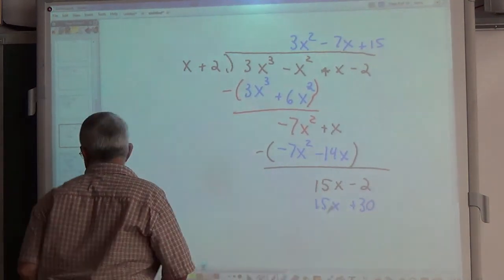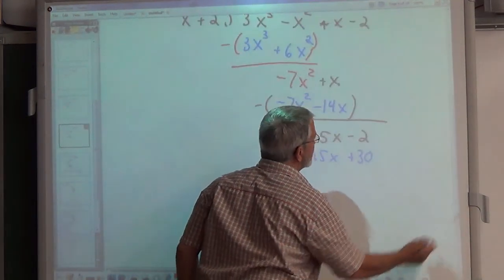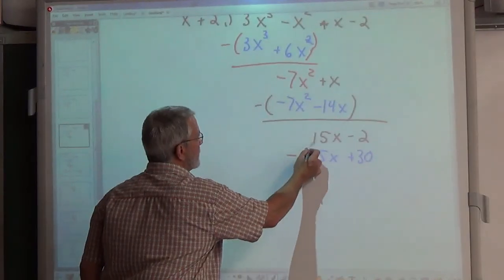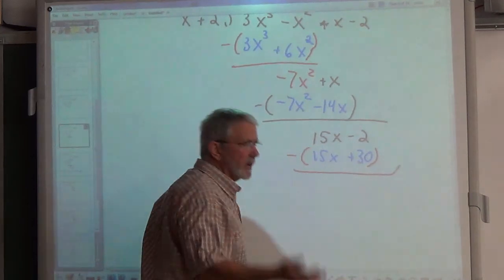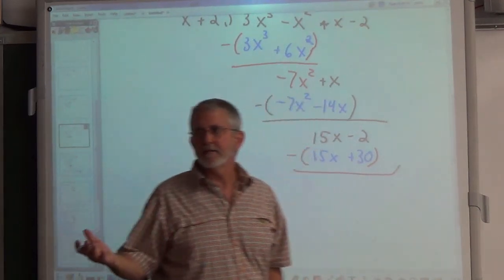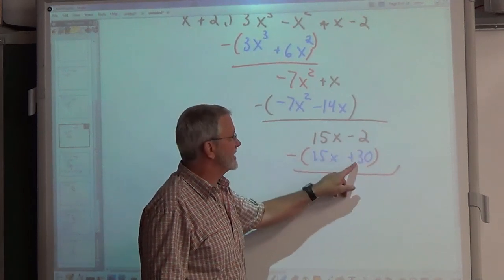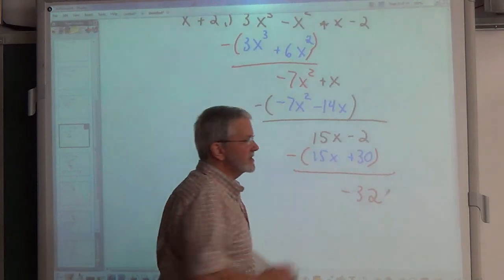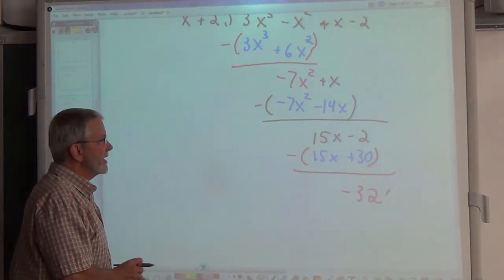And now I want to be very careful. The next thing I do, I'm going to subtract. So what do you have? Work it out. Negative 2 minus positive 30, yes, negative 32. And that's my remainder. So now I know the quotient and I know the remainder.